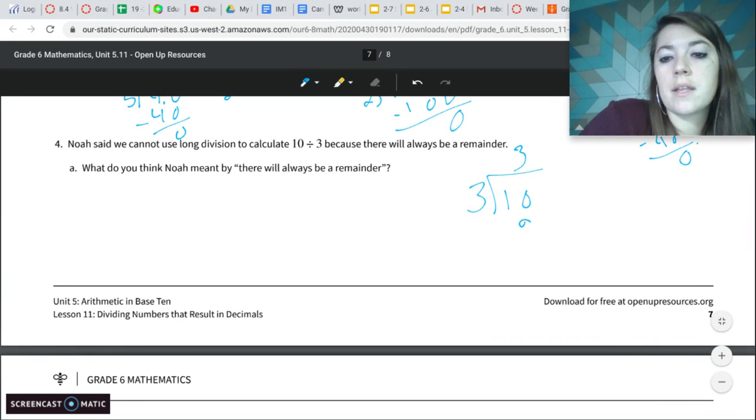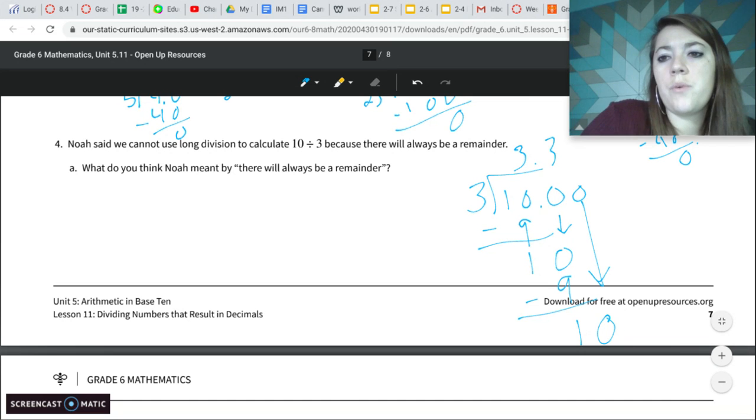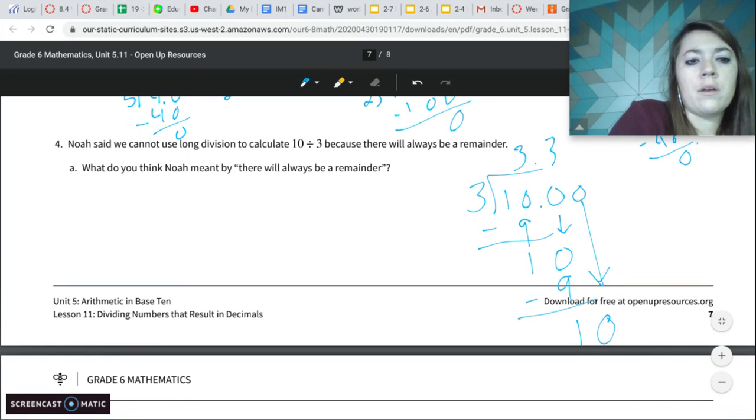3 times, that's 9. We get 1. We add a 0, bring it down. We get 10 again. How many times can 3 go into 10? 3 times, we get 9. We get a remainder of 1. We add another 0. We get 10 again. What are you noticing? We will always have 1 left over.